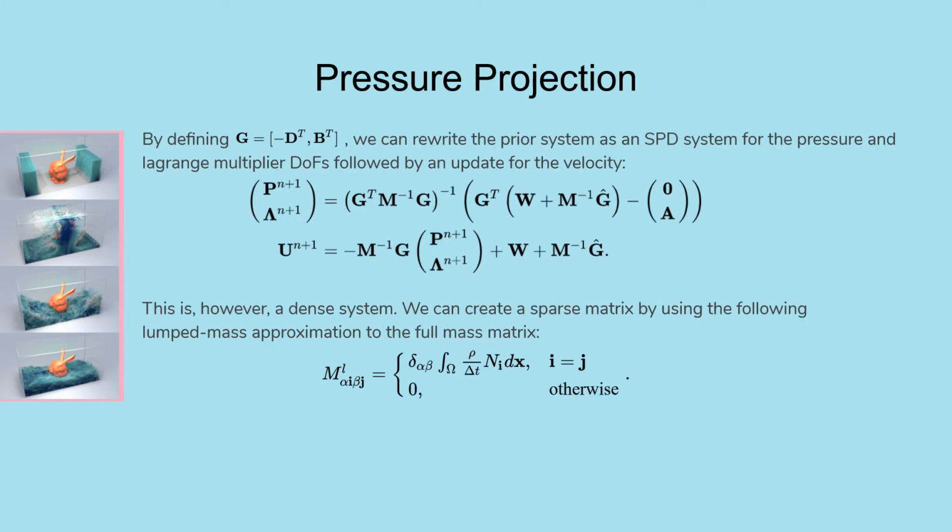By defining a matrix G using the D and B matrices, we obtain a discrete gradient operator, which allows us to rewrite the system as an SPD system for the pressure and Lagrange multiplier degrees of freedom, followed by an update for the velocity. The downside, however, is that the matrix G^T M^{-1} G is dense, because the mass matrix has a dense inverse. To resolve this, we use a lumped mass approximation for the mass matrix, which is then diagonal.